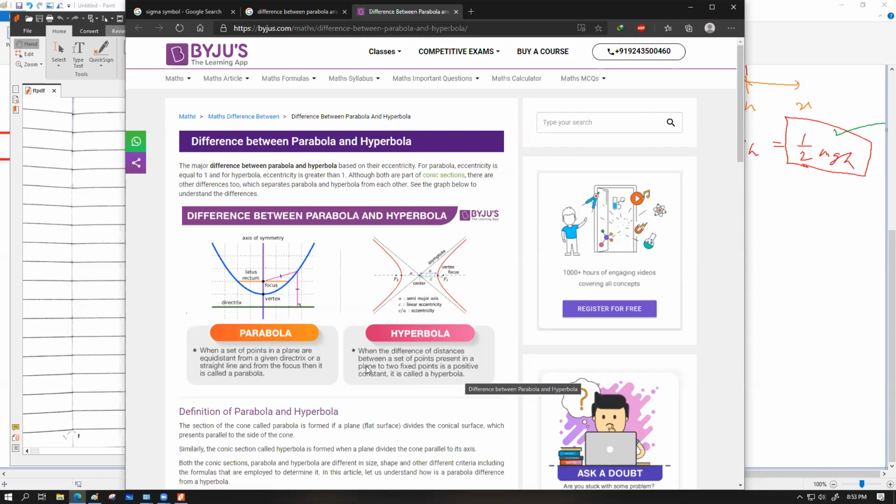The difference of distances between a set of points present in a plane and two fixed points is a positive constant.